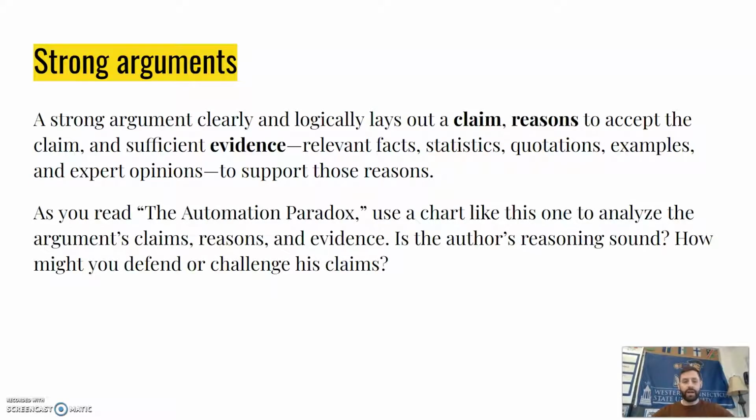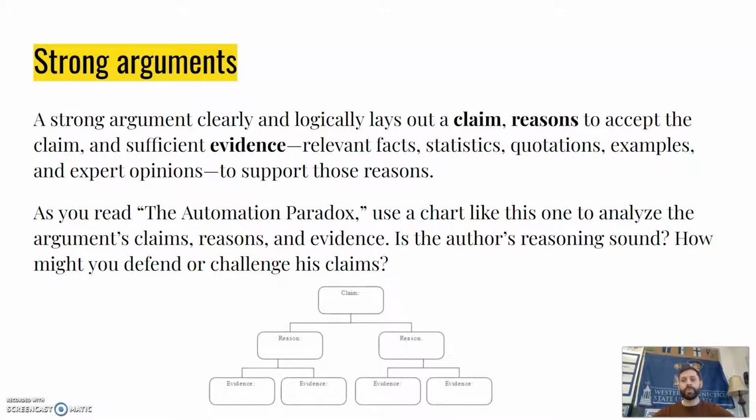As you're reading the automation paradox, you're going to take notes. One of the ways I suggest you do this is by making a chart like the one below to analyze the argument's claims, reasons, and evidence. Write the claim at the top, and then think about what the reasons are that the author gives and what evidence they provide for this. This will really help you understand the central argument of this text. I highly suggest you use this as your primary way to take notes.